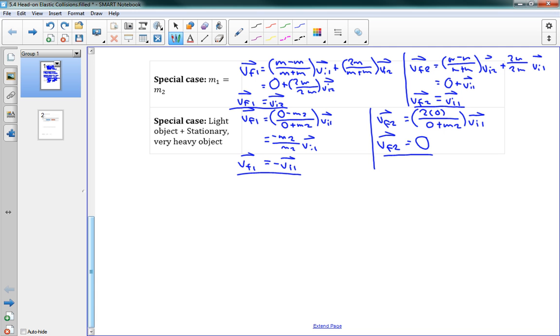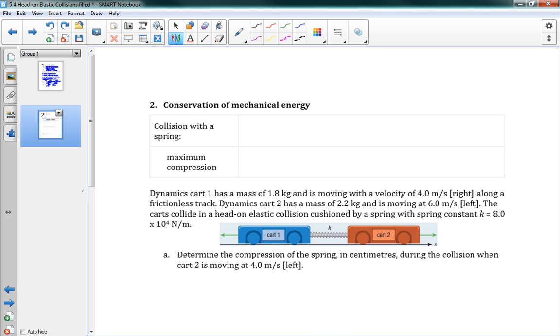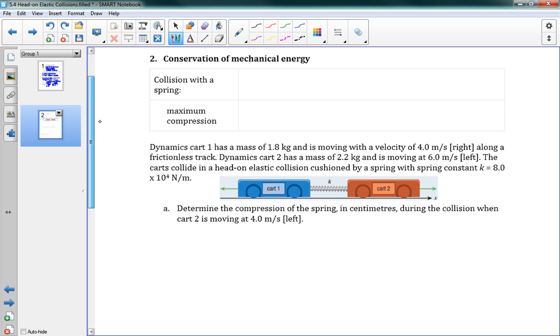Excellent. Okay, so we'll turn to the next page, and we're not applying those two special cases that we just found. You might see them on the homework. They're cool special cases, but we're going to go on to a new topic here. This is the conservation of mechanical energy. Okay, so we've talked about how in these cases kinetic energy is conserved, all this sort of thing.